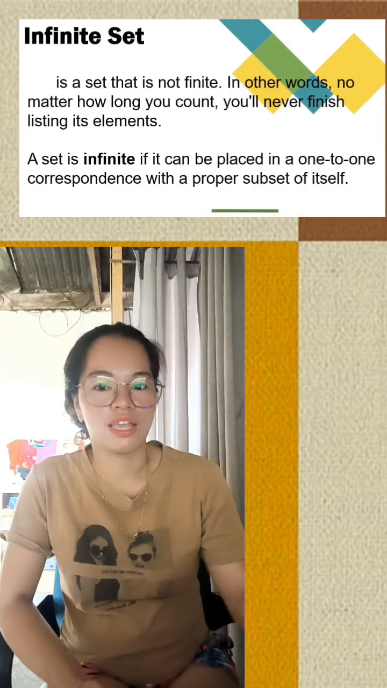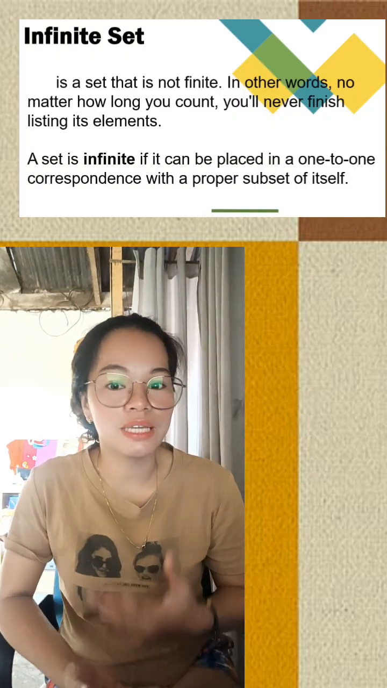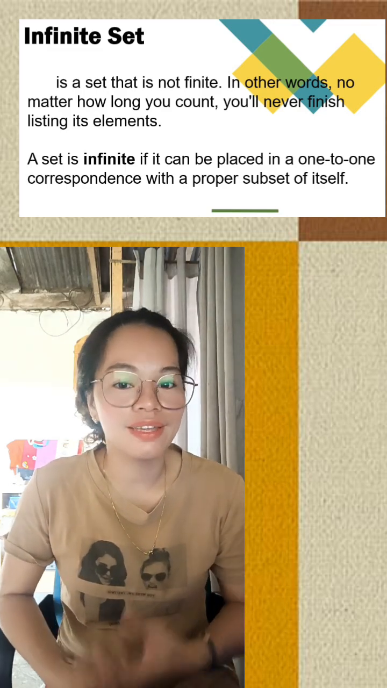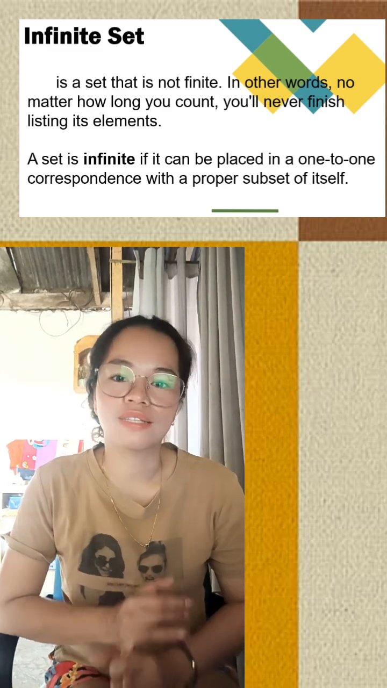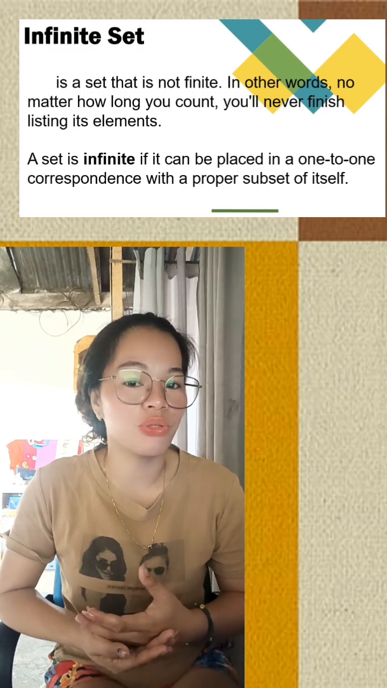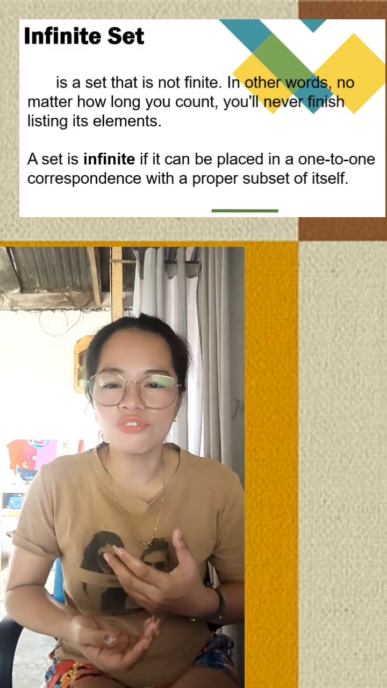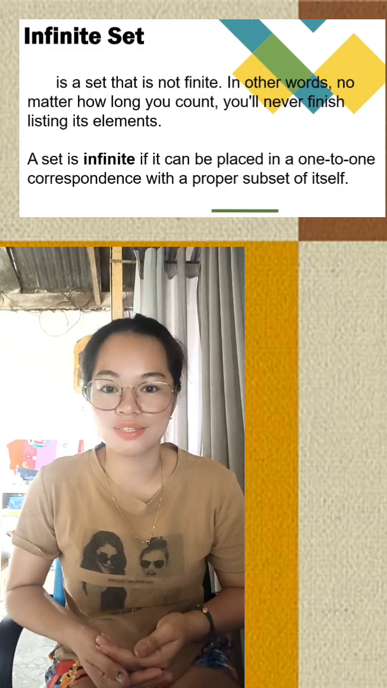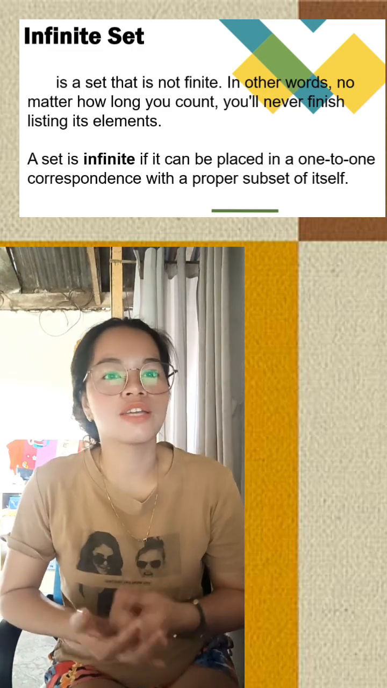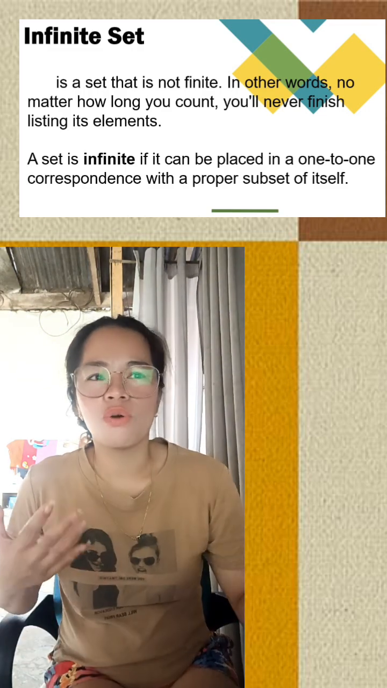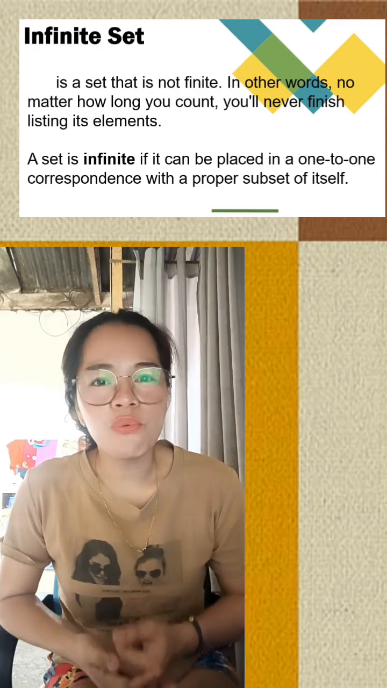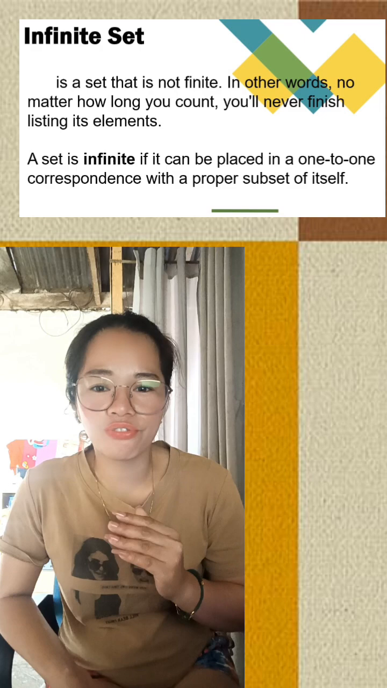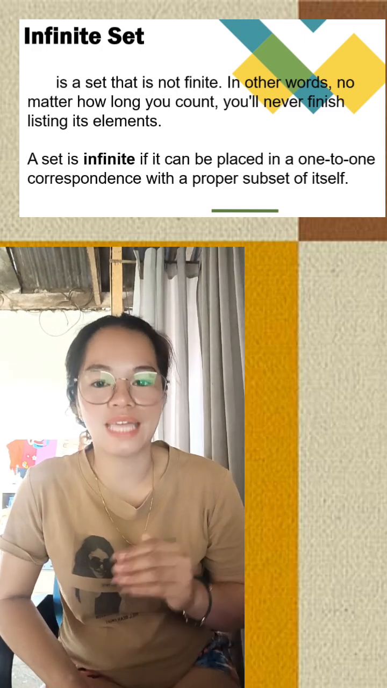Now, the infinite set. An infinite set is the opposite of a finite set. If in a finite set we can count all the elements, in an infinite set we cannot count the elements. Clear? In other words, no matter how long you count, you'll never finish listing its elements.